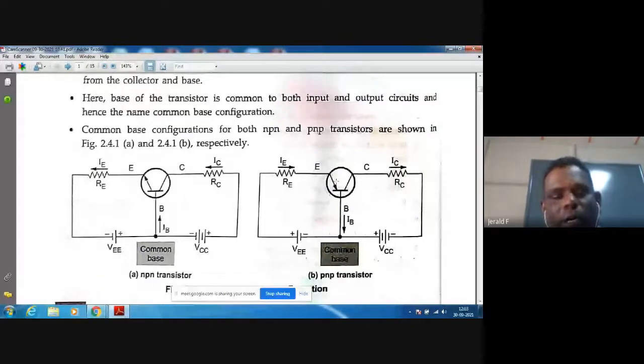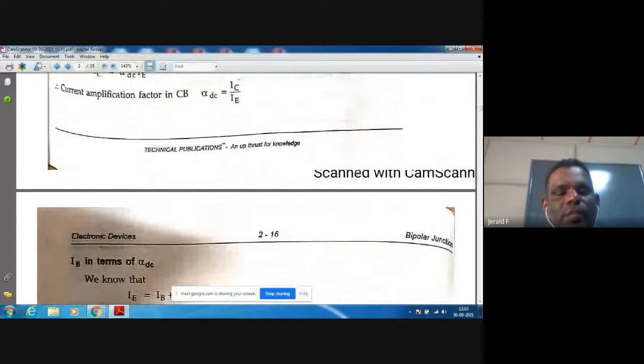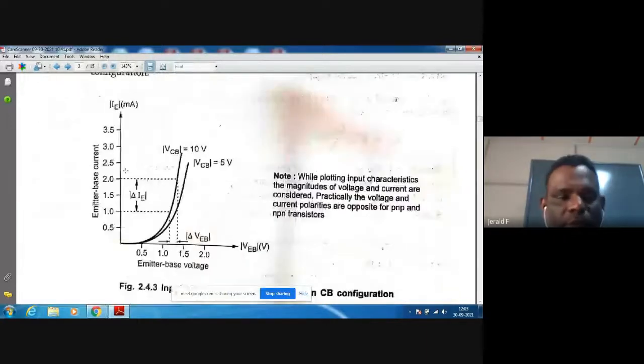So this is the input side, and this is the output side. This diagram is very important. Then we can explain the leakage current, that IB is equal to ICBO. Finally, the characteristics are very important. Input characteristics are very important: the emitter base voltage and emitter base current can be used.